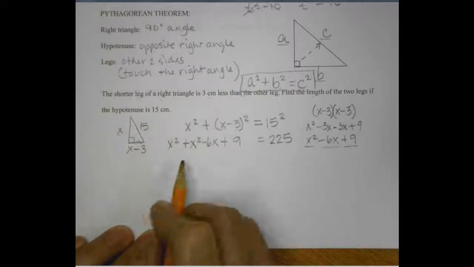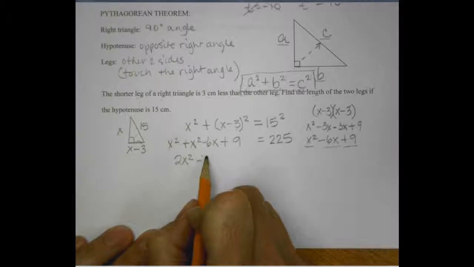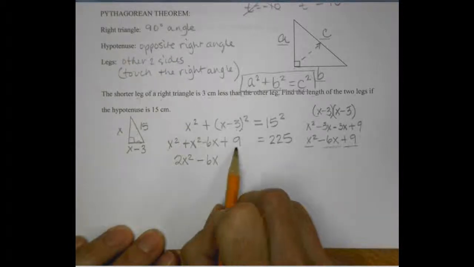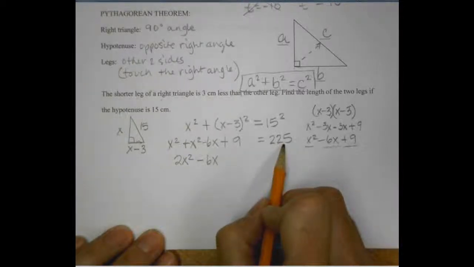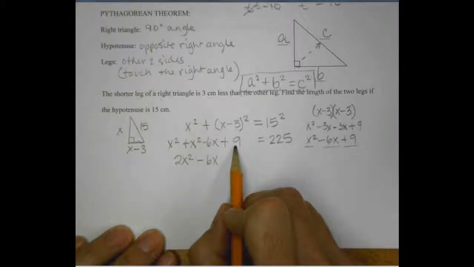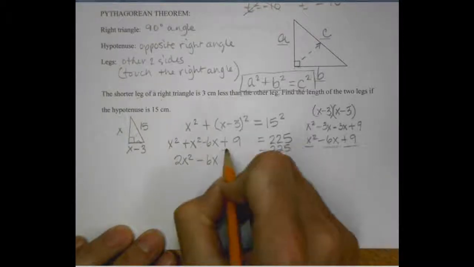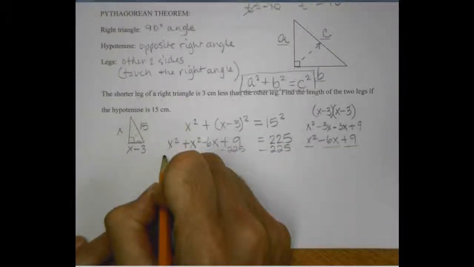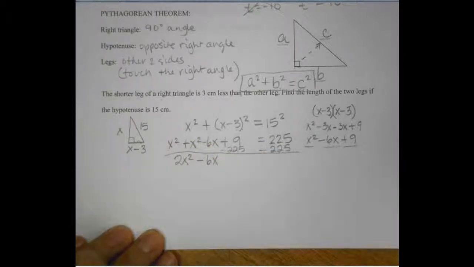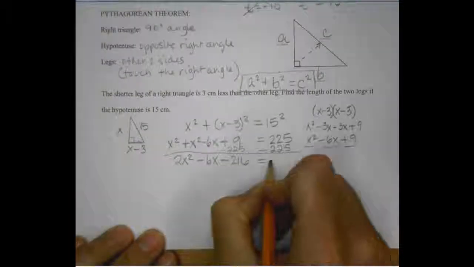And then I can add my two X squareds together, and I have 2X squared minus 6X plus 9, but I also have a 225 over here. I know I need to move it to the left hand side so that I can have it set equal to 0. So subtract 225 from both sides. And I have, quick calculator work here, negative 216 equals 0.